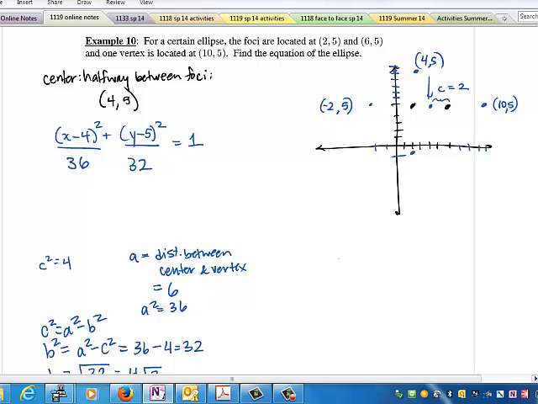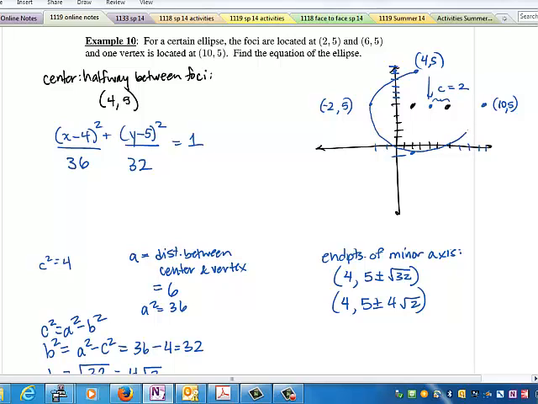So the endpoints of the minor axis are 4 and then 5 plus or minus square root of 32. Or simplified, that's 4, 5 plus or minus 4 times the square root of 2. Same thing. There we go. And my sketch is a little bit strange because my scale wasn't perfect all the way across, but rough sketch at least.